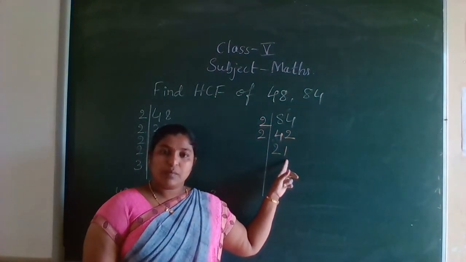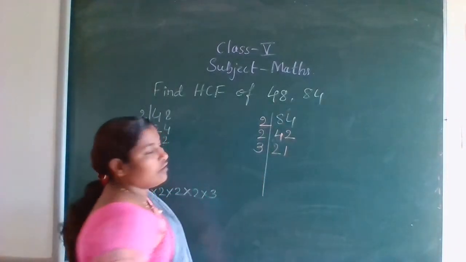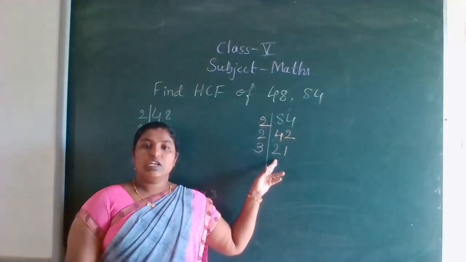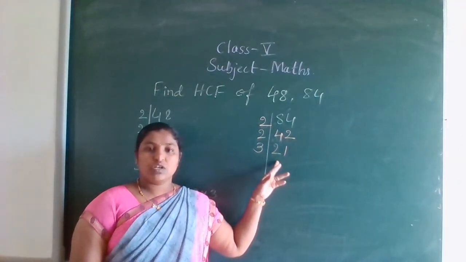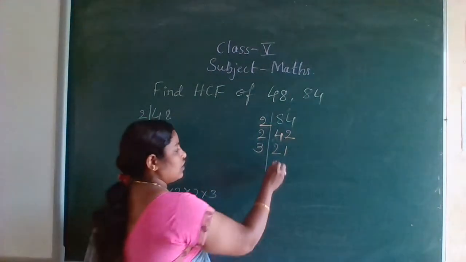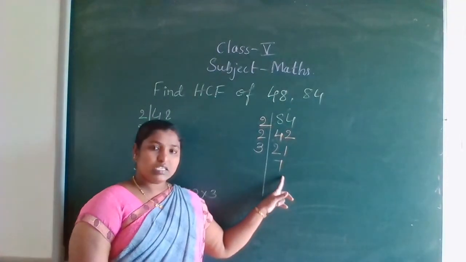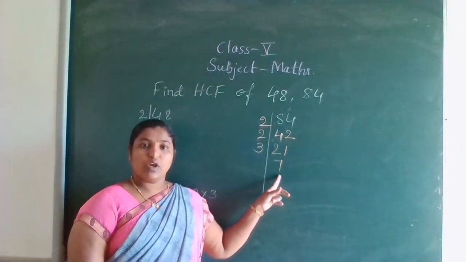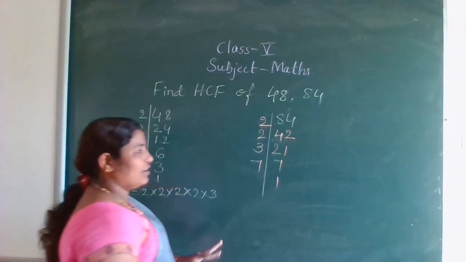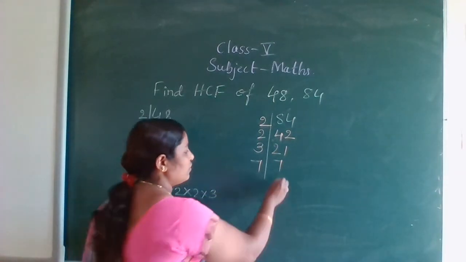If 1 has come, you should try 3. So the table of 3. 21 is there in the 3 table. 3 1s are 3, 3 2s are 6, 3 3s are 9, 3 4s are 12, 3 5s are 15, 3 6s are 18, 3 7s are 21. Next, 7. Is 7 there in any table? No, because it is a prime number. So 7 1s are 7. So 1 has come, so the division is completed.